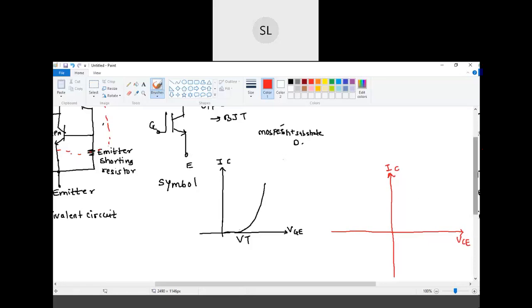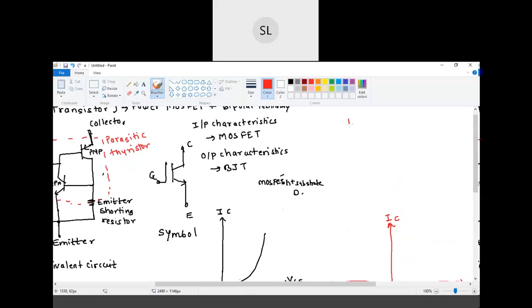Okay, just as in a BJT, what terminals are there? In a BJT there are collector, base, emitter. In a MOSFET, what is there? Drain, gate, source. And the IGBT is a combination of these two, where the terminals will be collector, gate and emitter.